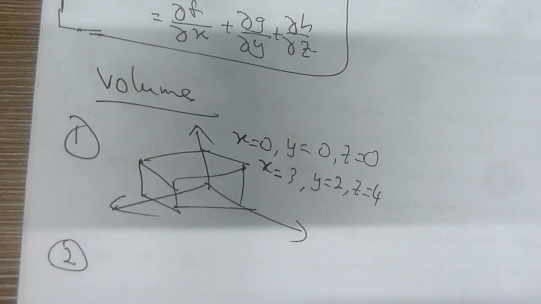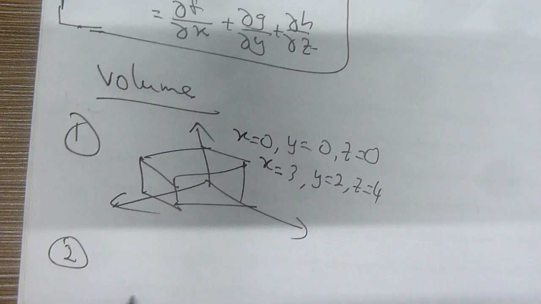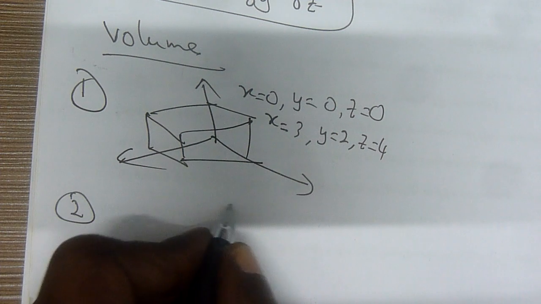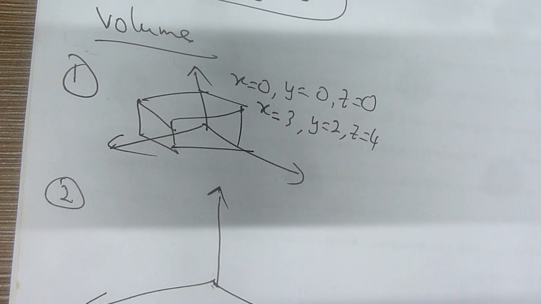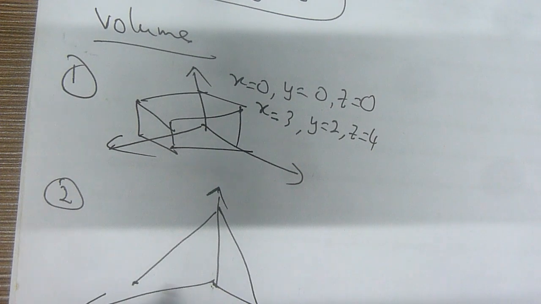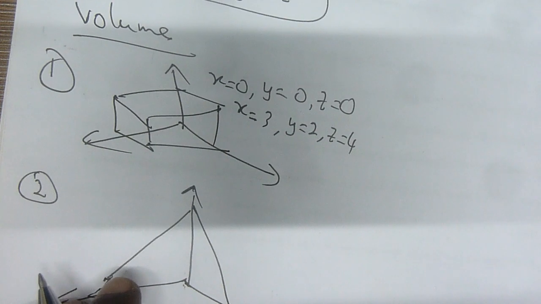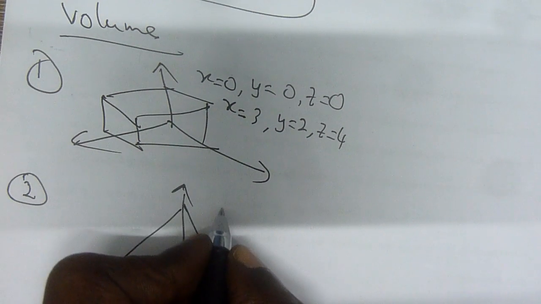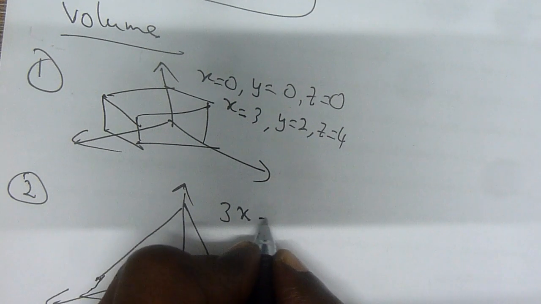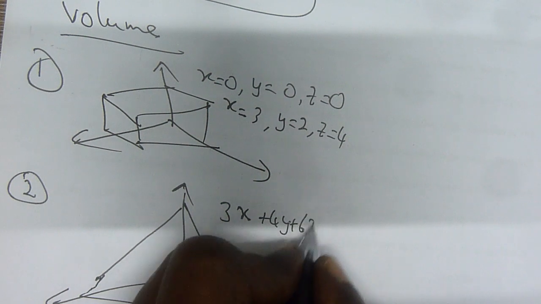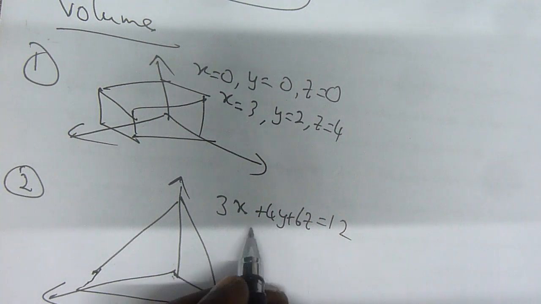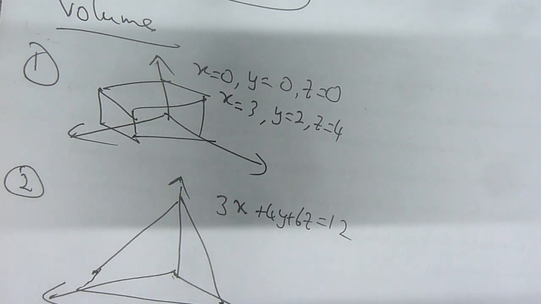The second one is the tetrahedron. Okay, it's a kind of triangle base. You can see the triangle base, and normally they will give you, for example, 3x + 4y + 6z = 12. Okay, this kind of equation is still a linear equation. You can see that it's a straight line.